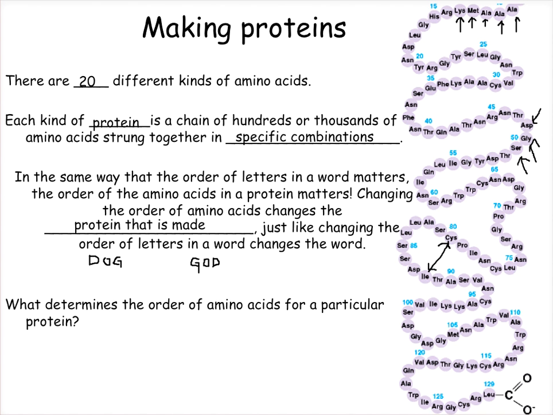Now recall, what is it that determines the order of the amino acids for a particular protein? What determines the specific order is the specific pattern of nitrogen bases in a gene. By reading the specific nitrogen bases in the gene, if the cell reads them correctly, and if those nitrogen bases are in the correct order to start with, then the correct protein should be made as a result of following the instructions in the gene.